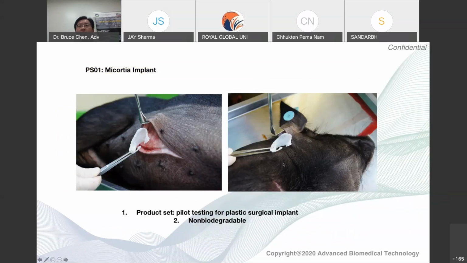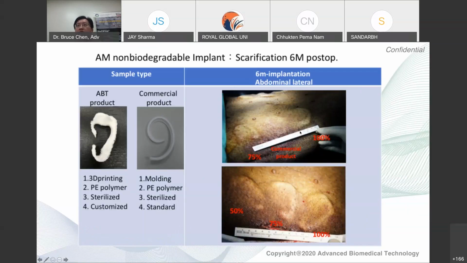And otherwise, it's just a demo. We insert our printed ear in the abdominal area or in the back of the ear. So after 6 months post-op, we can compare it with a commercial product and our printed product.